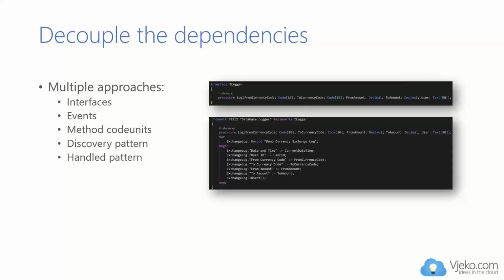And I will do this for all three dependencies, for the permission checker and for the currency converter. I will use the same approach. I will just extract the interface and then implement that interface in a default codeunit, which will use some default functionality.